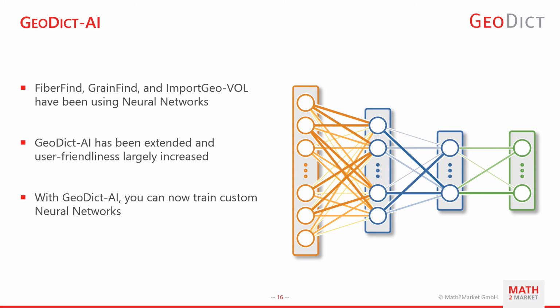I've been talking a lot about FiberFind and ImportGeoWall and all these modules where we get these nice results using AI-based methods, but of course there's also GeoDict AI, our module that allows you to create your own neural networks and train them on your custom training data to really solve your own challenges. And with GeoDict 2022 we have put a lot of work into GeoDict AI. While it was also part of GeoDict 2021, it was in kind of a prototype state, and now we've put in a lot of work to allow you to actually use it.